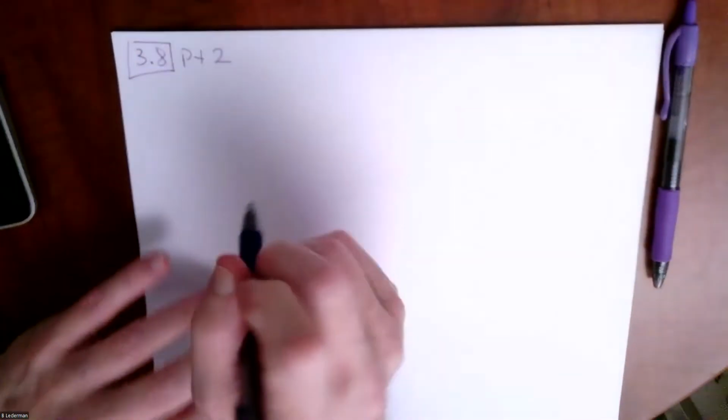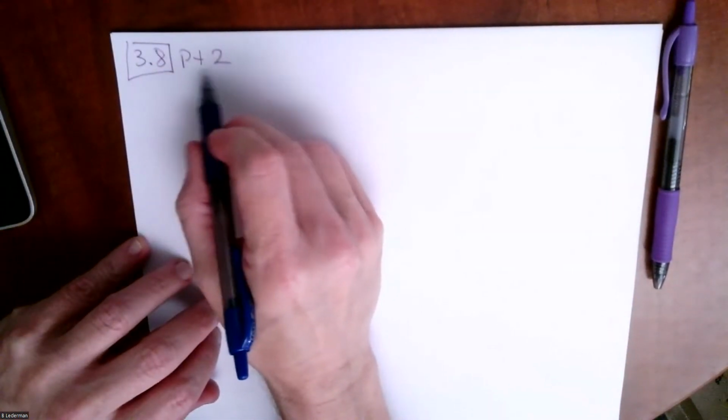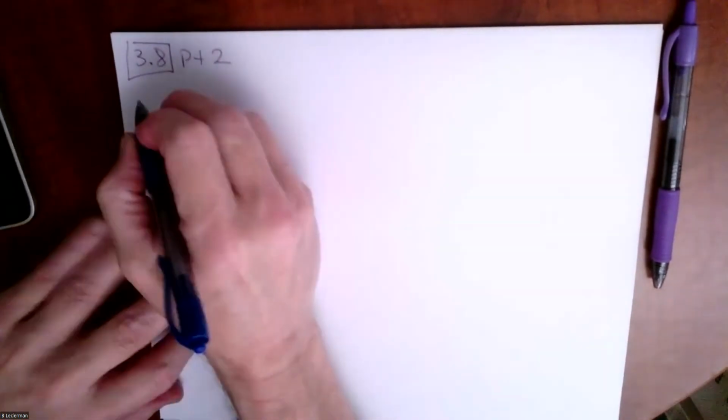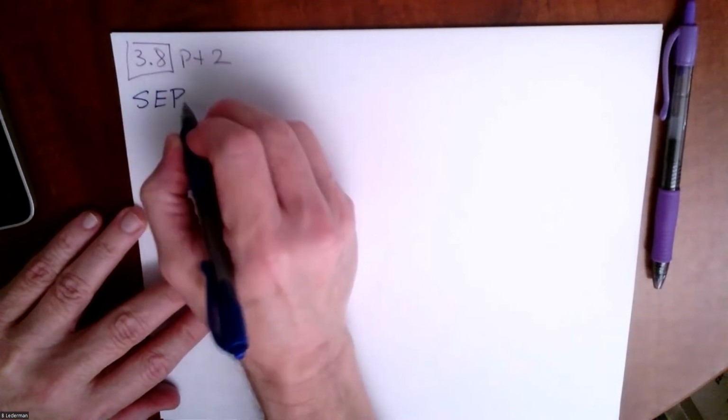Hi, everybody. Today we're going to do, well, obviously 3.8, and this is part two. This is our second video on this topic of differential equations. And today we're going to look at a very special type of differential equation, and it's called a separable. Let me spell that, S-E-P, separable.